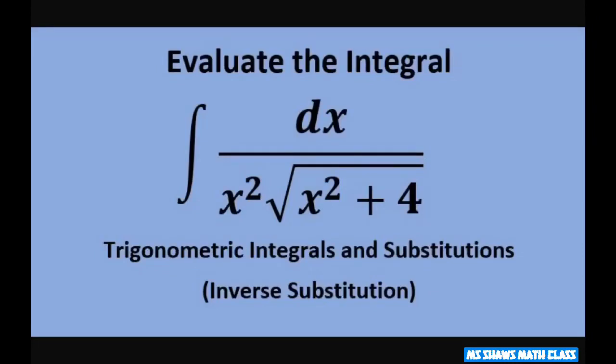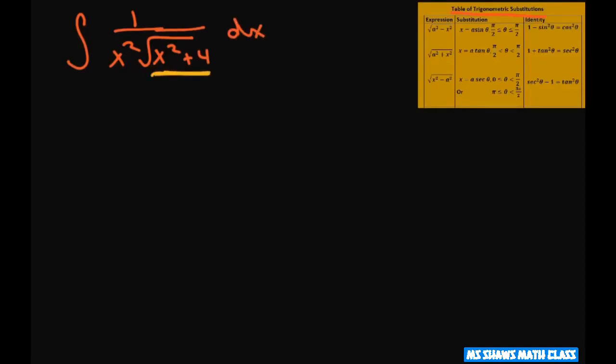Hi everyone, we're going to evaluate the given integral using inverse substitution with trig functions. Mainly, we're going to use this table of trigonometric substitutions. I forgot to write this down again, so let me write this down. Basically, this form here, when you have these radicals, has this expression here. So we're going to make this kind of substitution.